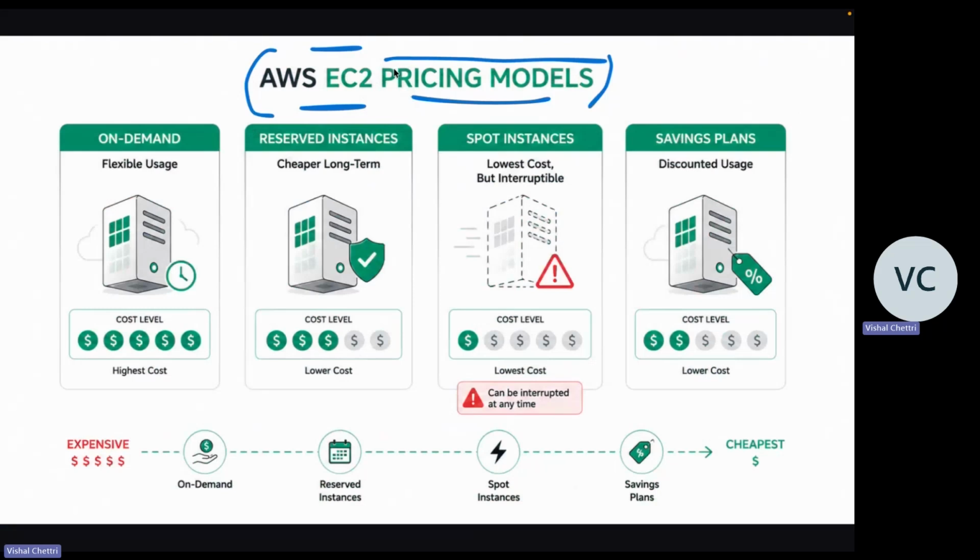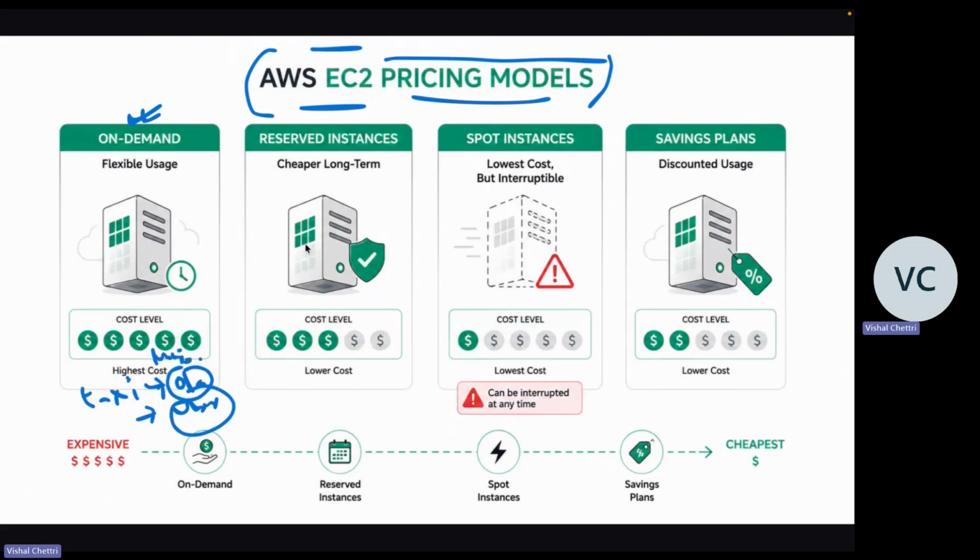It is like a taxi, right? It is like a taxi. If I tell you, on-demand means flexible use, cost level is high, and this is like a taxi. Okay, it is expensive, but it is always available, like Ola Uber. And these are basically in the metro location, right? Okay, you don't have any commitment towards it.